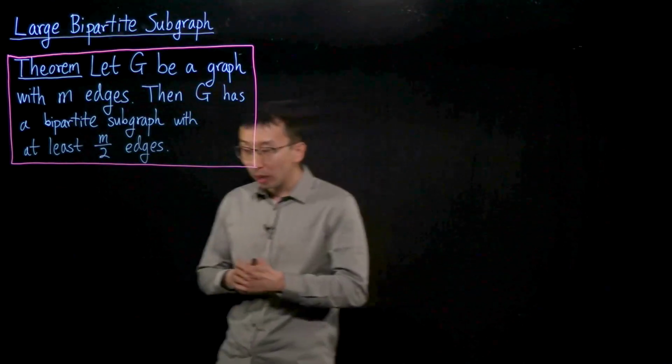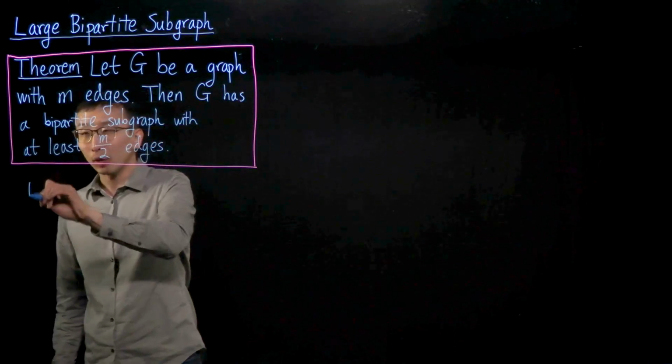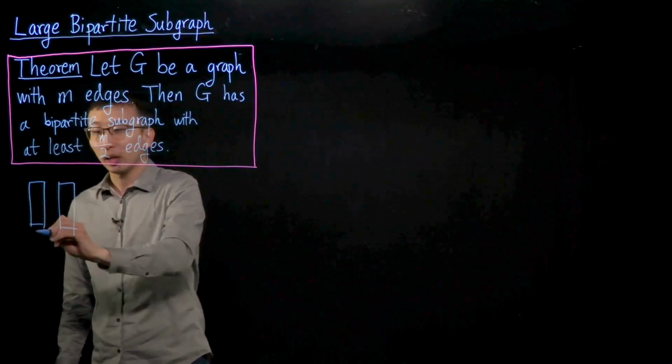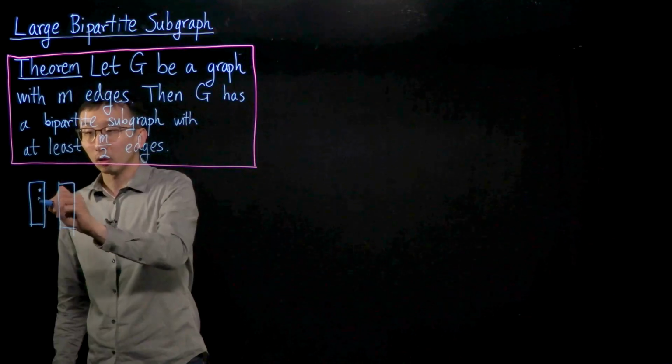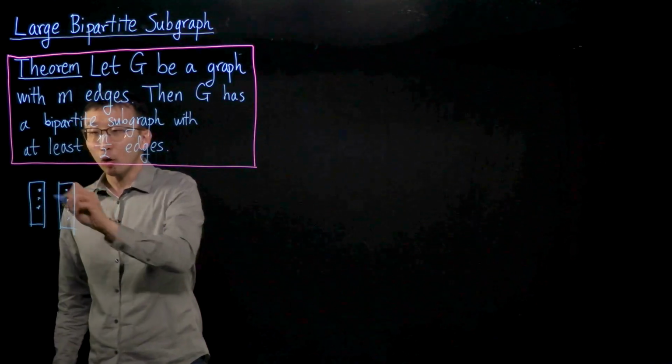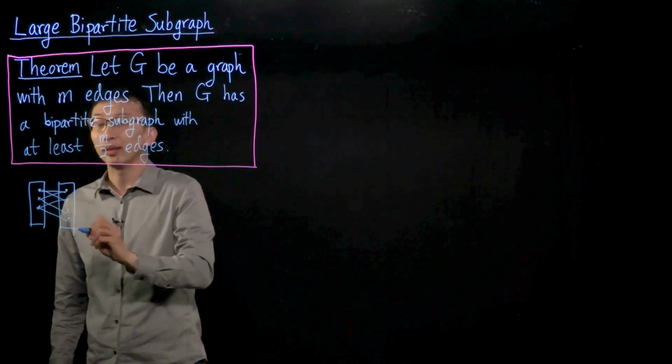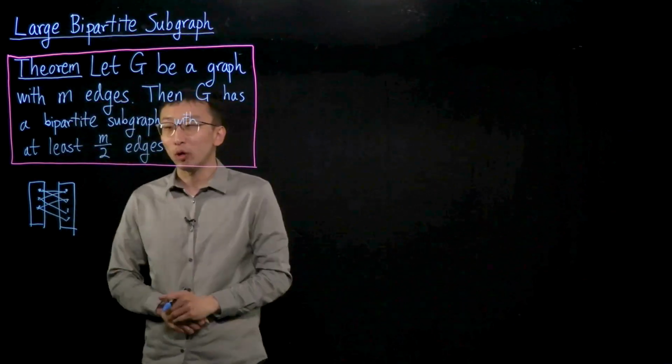So let me remind you the definition of a bipartite graph is one where I can partition the vertices into two halves, or two sets of vertices, and all the edges go from one side to the other. So that's an example of a bipartite graph.